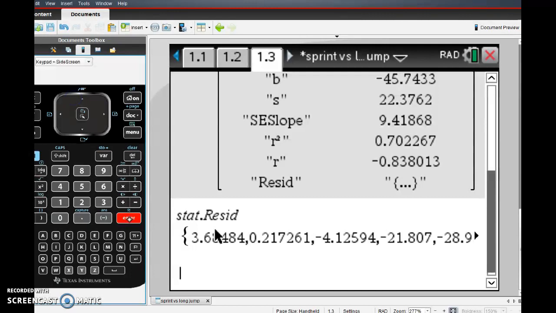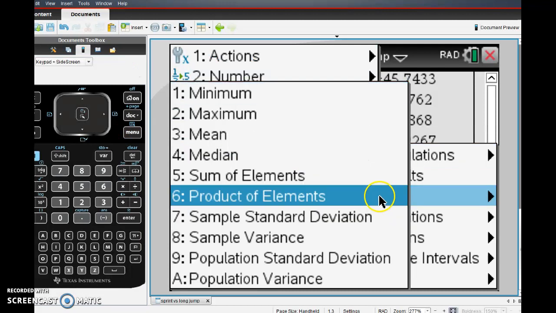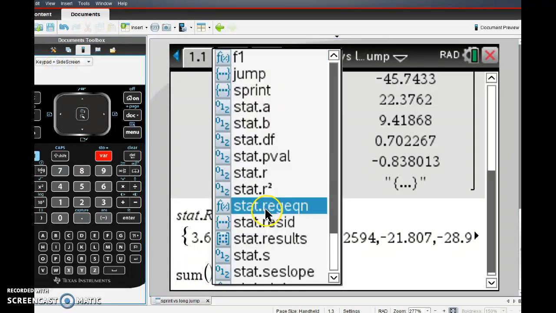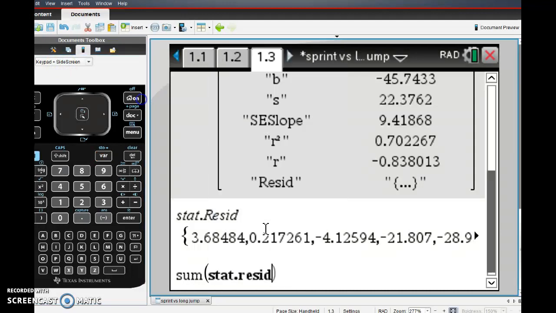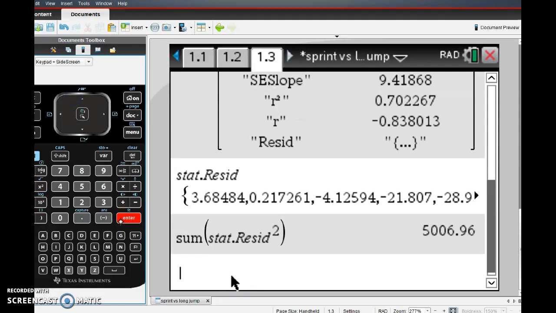So basically what I need to do is square all those, add them up, divide by the degrees of freedom, and take the square root. Divide by n minus 2. I could do that in one command on the calculator. You go to Menu, Statistics, List Math, and then Sum the Elements. Or I could have just used the command sum, typed sum parenthesis, and then taken that residual list and simply squared it. This command will square all these residuals that you see here, and then add them up. So that's the sum of the squared residuals.